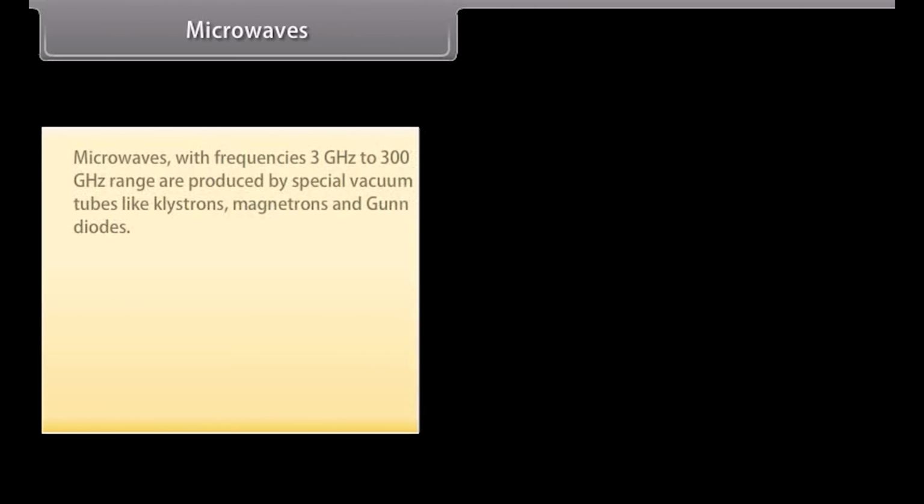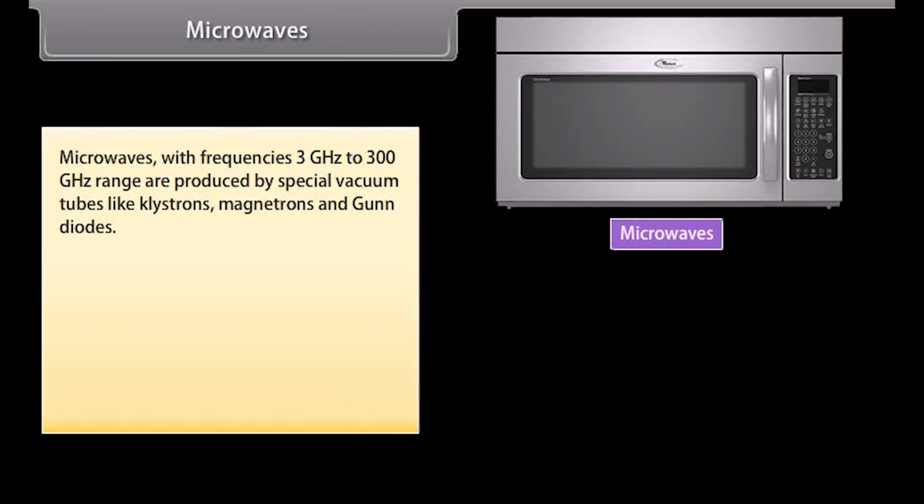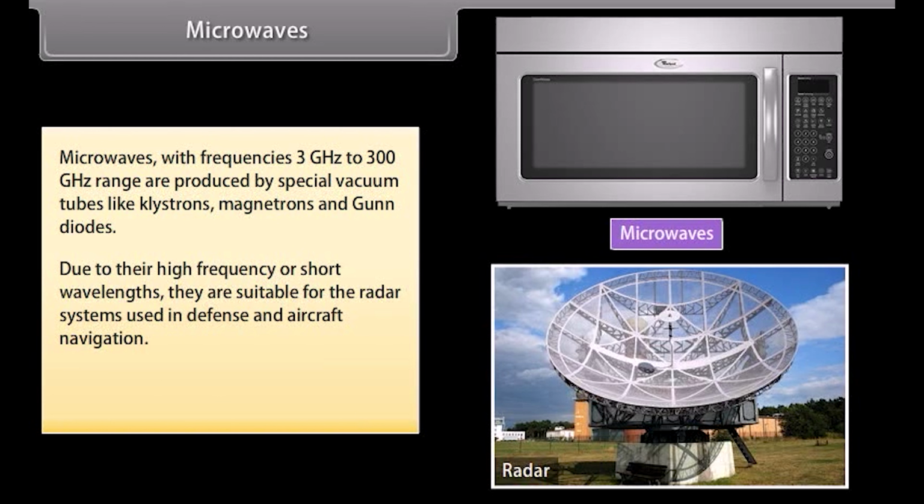Microwaves. Microwaves with frequencies 3 GHz to 300 GHz range are produced by special vacuum tubes like klystrons, magnetrons, and gunn diodes. Due to their high frequency or short wavelengths, they are suitable for the radar systems used in defense and aircraft navigation. Microwave ovens are a domestic application of microwaves.